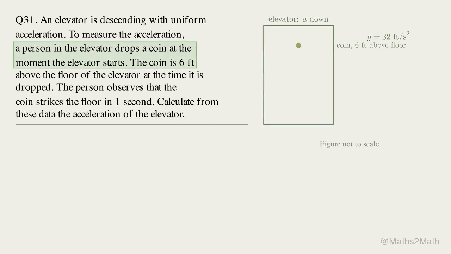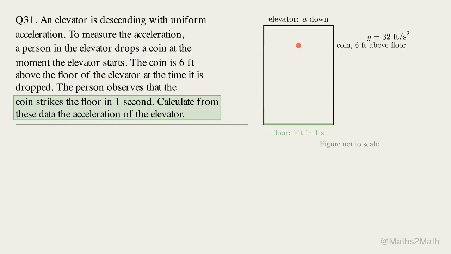Question 31. An elevator descends with uniform acceleration. As it starts, a person drops a coin from 6 feet above the floor. It strikes the floor in 1 second. Find the elevator's acceleration. What does this mean? Work in the elevator's frame.